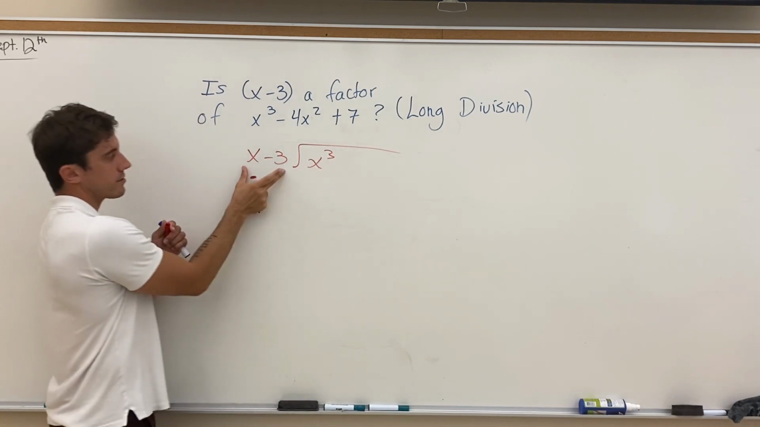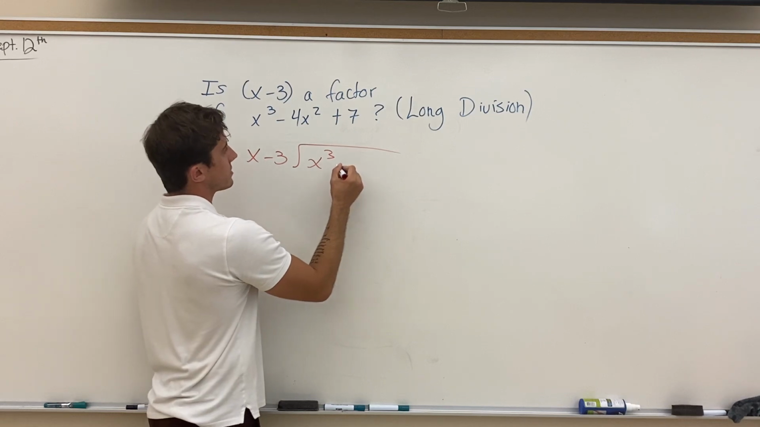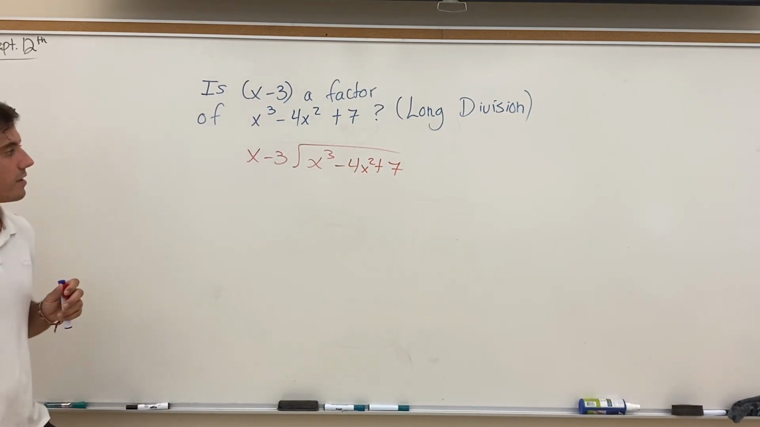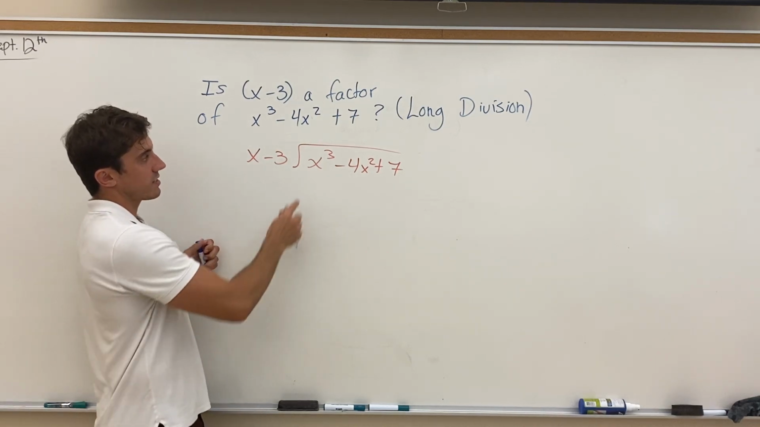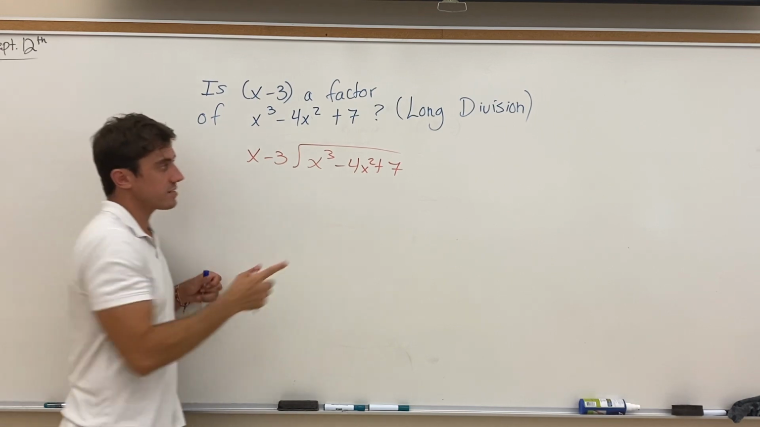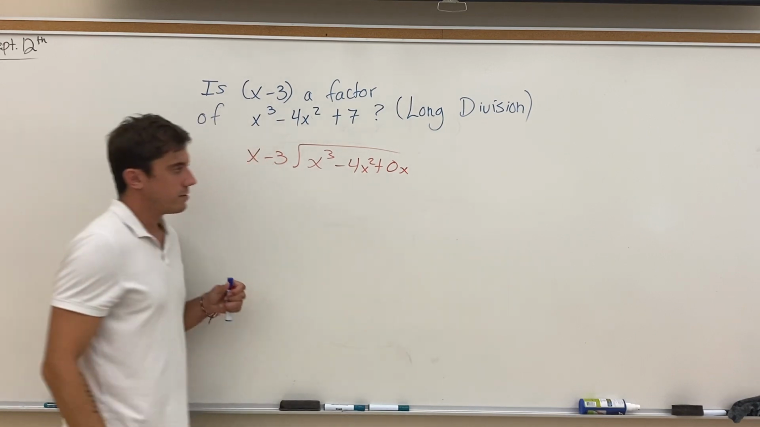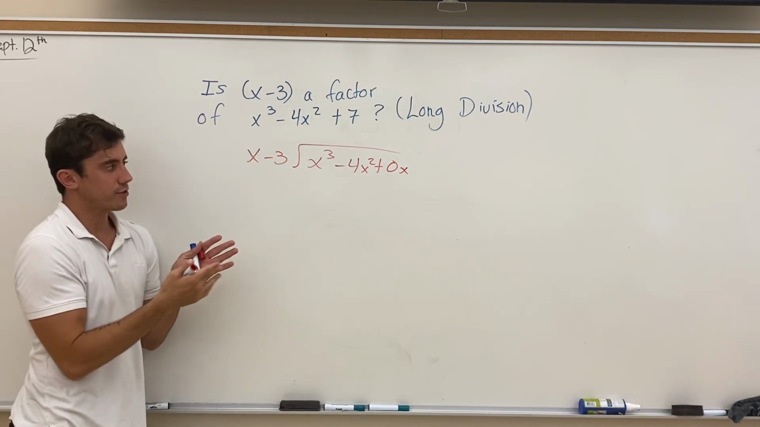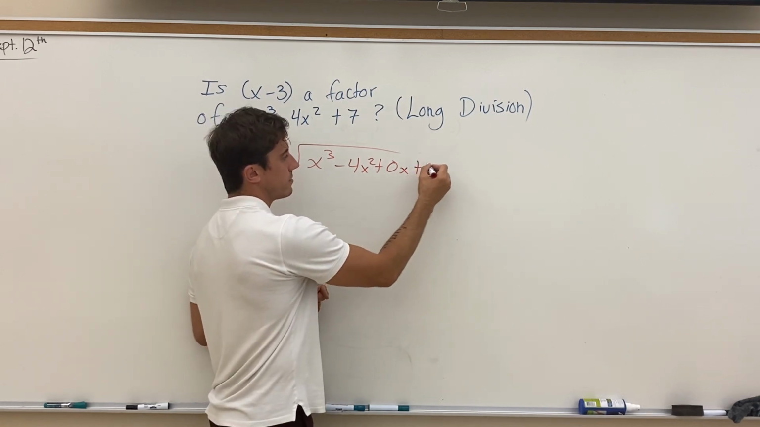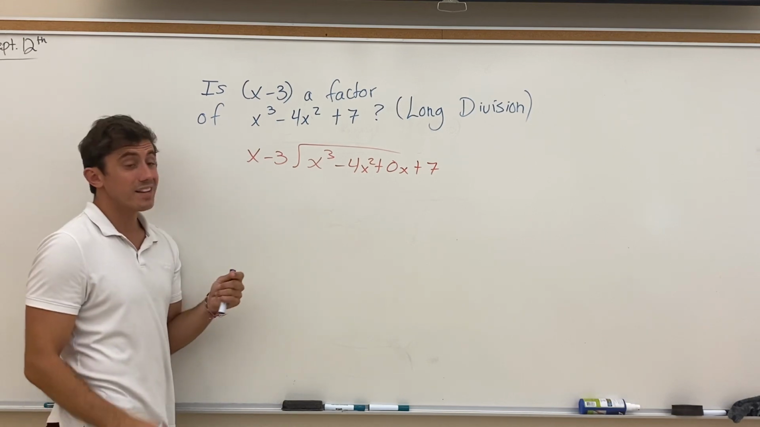So we'll have our divisor, x minus 3, out to the left, and our dividend, x cubed minus 4x squared plus 7 inside. Now, you might notice at first glance that there's no x term, right? That's just the way that it is. Now, if it helps you organize your process, if it's just nice for you to have things be aligned, feel free to sub in that 0x in between the x squared and the constant term, but it's not necessary.